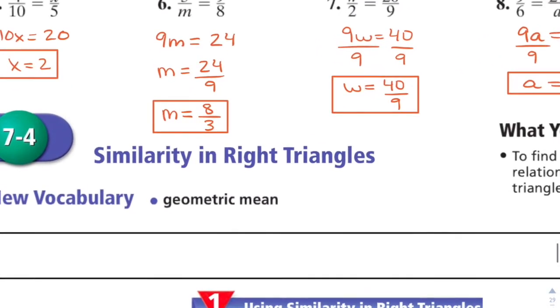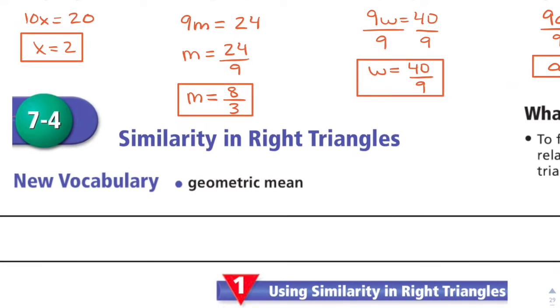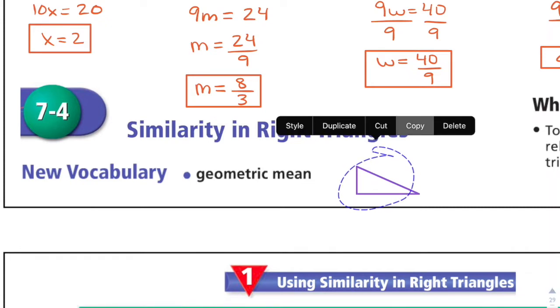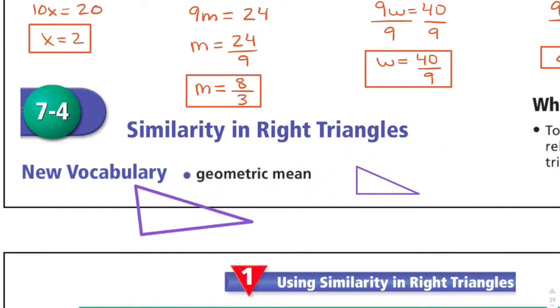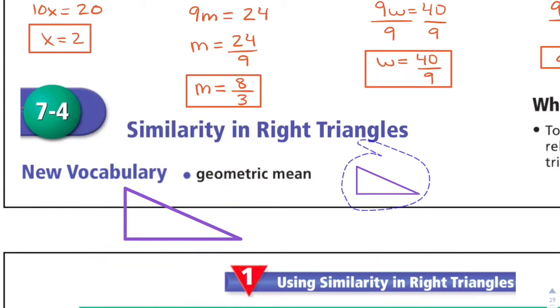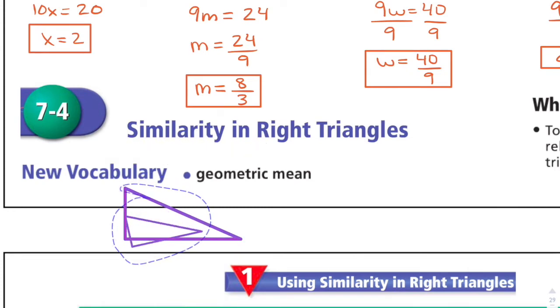So 7.4 has to do with similarity in right triangles, and we're going to be looking at this idea of geometric mean. I think it's really cool. It has to do with a triangle, well, two triangles within a triangle. So if we were to take a particular triangle and copy it and paste it over here, I'm going to make one that's a little bit larger. If we were able to flip this original triangle around and slide it in here, let's see.